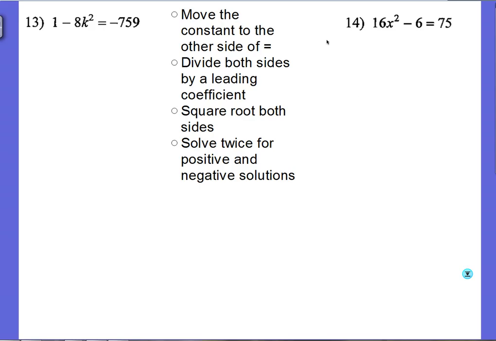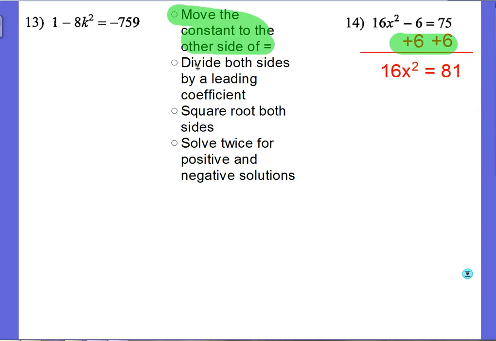Now we're going to do number 14. Start back at the beginning of our list. Move the constant to the other side of the equals. Okay, so I've got a minus 6 here. I'm going to add 6 to get 16x squared equals 81. So the step I did was to move the constant to the other side of the equals. That's what we did right here.